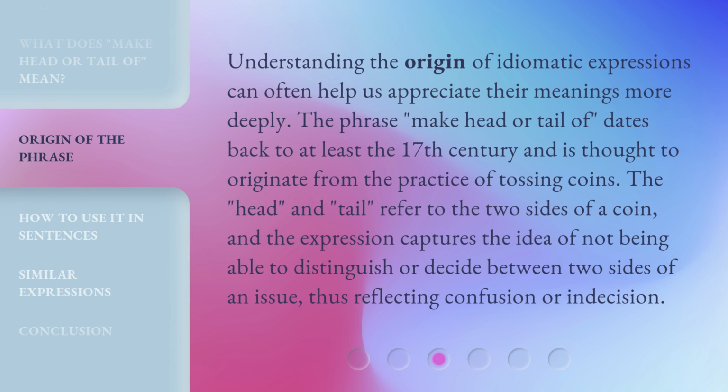Understanding the origin of idiomatic expressions can often help us appreciate their meanings more deeply. The phrase, make head or tail of, dates back to at least the 17th century and is thought to originate from the practice of tossing coins. The head and tail refer to the two sides of a coin, and the expression captures the idea of not being able to distinguish or decide between two sides of an issue, thus reflecting confusion or indecision.